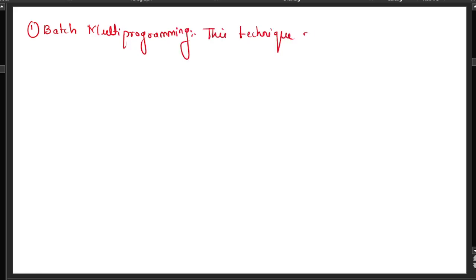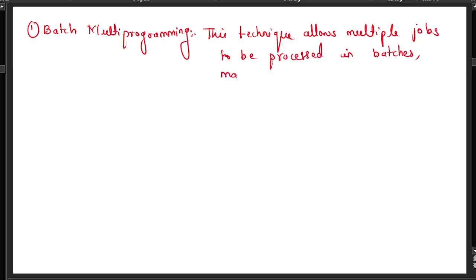So let's start with the first one, which is batch multiprogramming. This technique allows multiple jobs to be processed in batches, maximizing processor use.